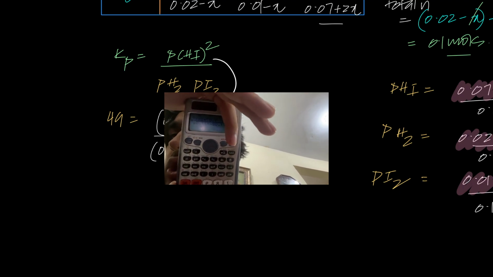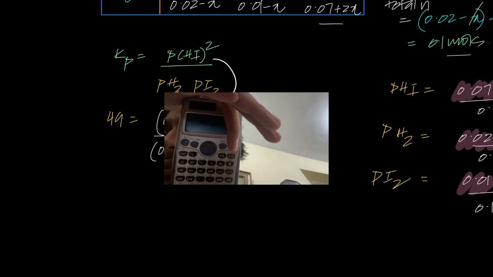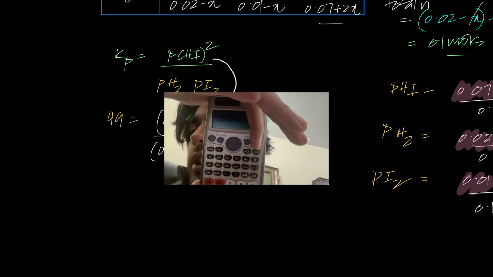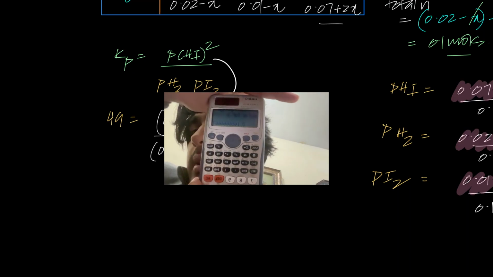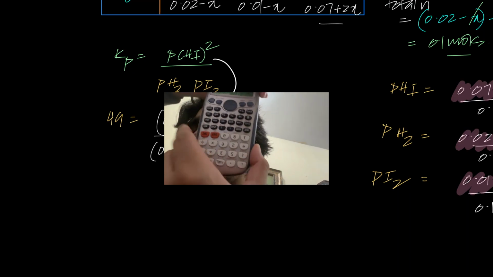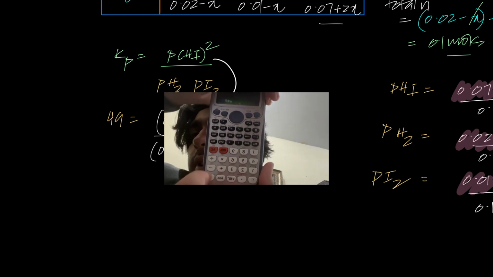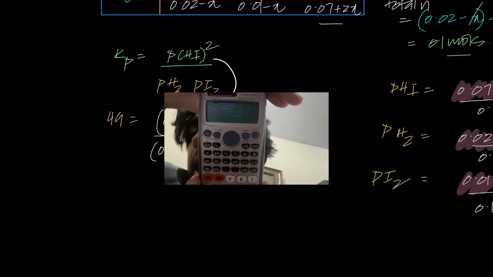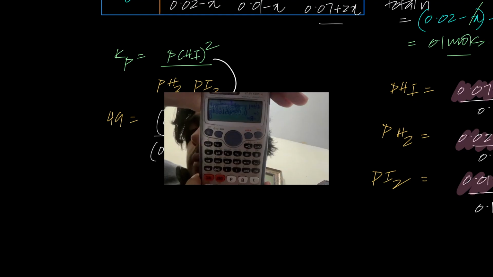Now I'm just going to press shift and calc. Shift, calc. See, then it says solve. So shift and calc. It's saying solve for x, and I'm just going to press equal to, because yes, I want it to solve for x. And this is how you're going to get the value for x.